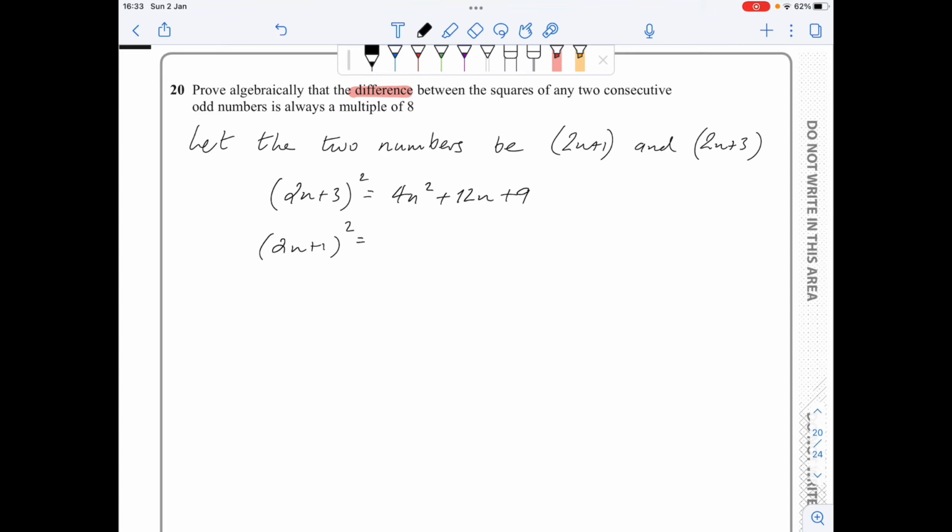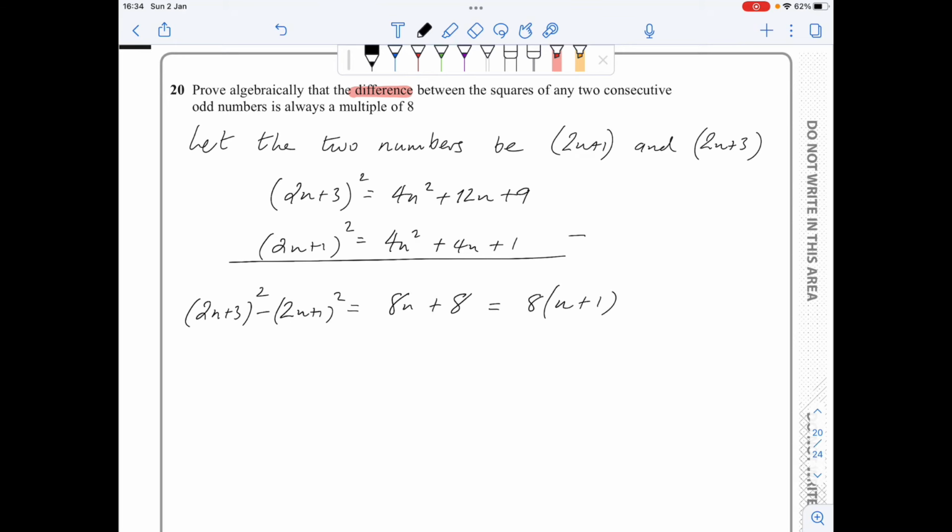and then (2n plus 1) squared is equal to 4n squared plus 4n plus 1, and then I can subtract those two side by side. So I get (2n plus 3) squared minus (2n plus 1) squared is equal to, now the 4n squared terms cancel out, and I have 8n plus 8, which I can factorize as 8 times (n plus 1). And since I can write this difference as 8 times something, then it is divisible by 8. So let's write down a conclusion.